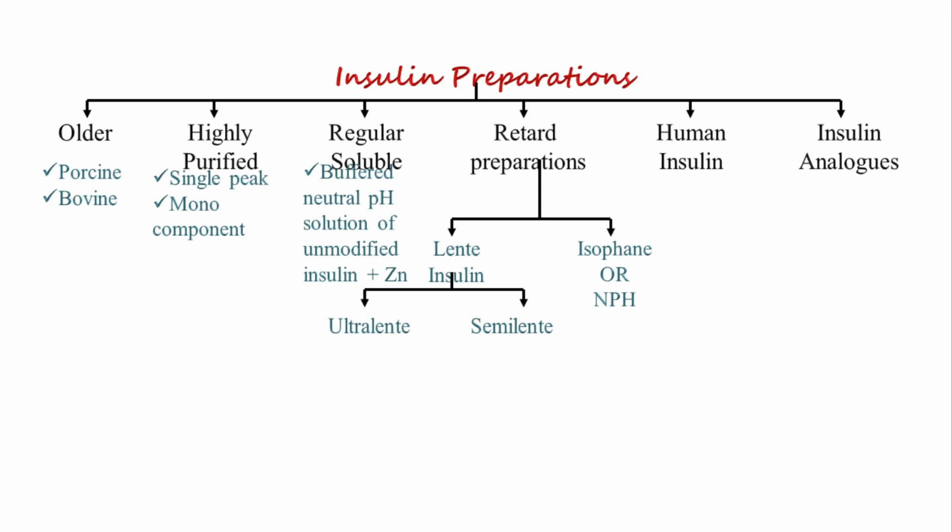porcine and bovine. So highly purified was porcine bovine, just more pure. Regular soluble was porcine bovine just with zinc. Retard preparations were ultra lente, semi lente, isophane. These were porcine bovine with necessary modifications to cause longer action. People were worried about animal sources. Some for religious purposes, some for why not. Some people just oppose because they love to oppose.